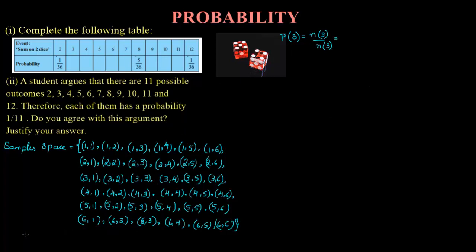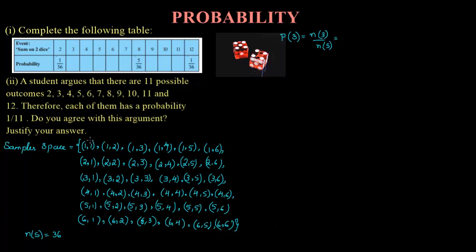You can take it as n of S directly. 6 plus 6 plus 6 plus 6, everything you will add. Just check if it is 36 or not. Whenever only one die is thrown, it will be 6. Whenever they are talking about 2 dice, then obviously it will be 36. Now you need to search all the possible outcomes wherever you have the sum 3.